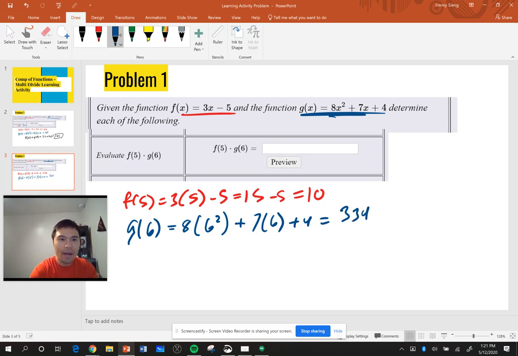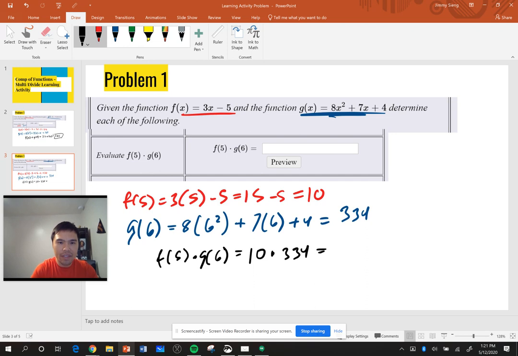All right, so now I'm trying to do f of 5 times g of 6, which is 10 times 334, which just gives me in the end 3,340. Just double check. All right, so those are the two parts for number one. You could do the rest of those, especially with the other problems.